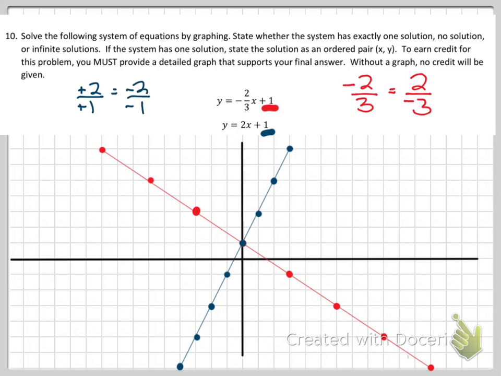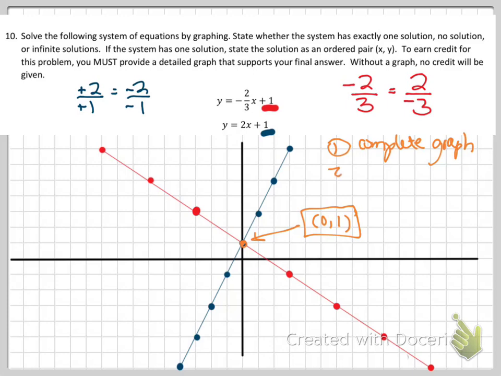Okay, and of course we have our point of intersection here. It's right here. Okay, and this is the ordered pair 0, 1. Okay, so to get full credit for this problem, you have to have a complete graph. Right? You need to show your work. You need to plot many points, just like I did, not just 2.